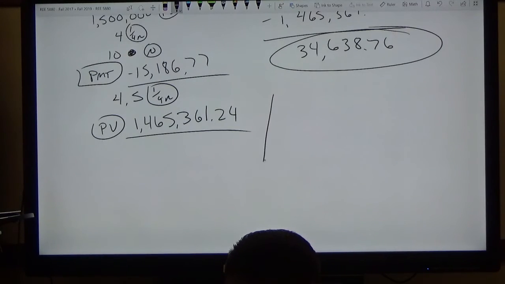But aren't they disbursing the 1.5 and then they're paying the 34? No. No, you're giving it up at closing.